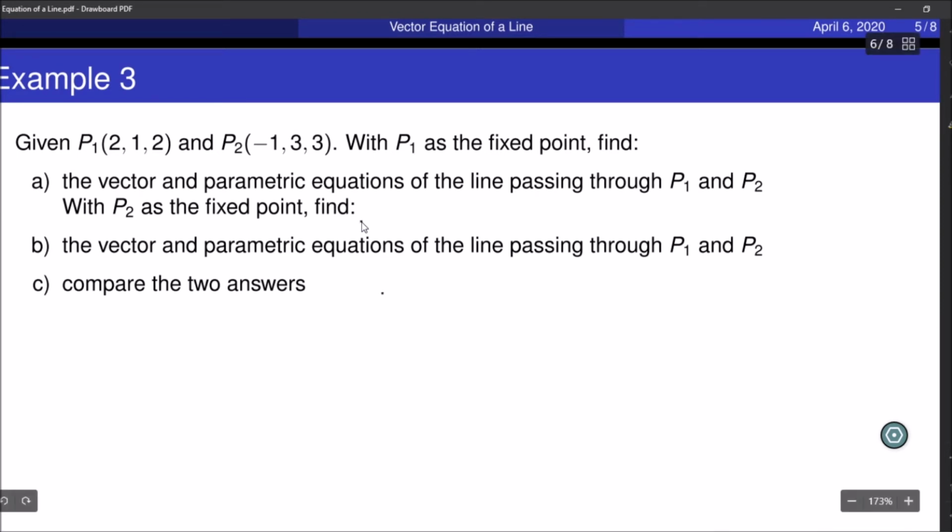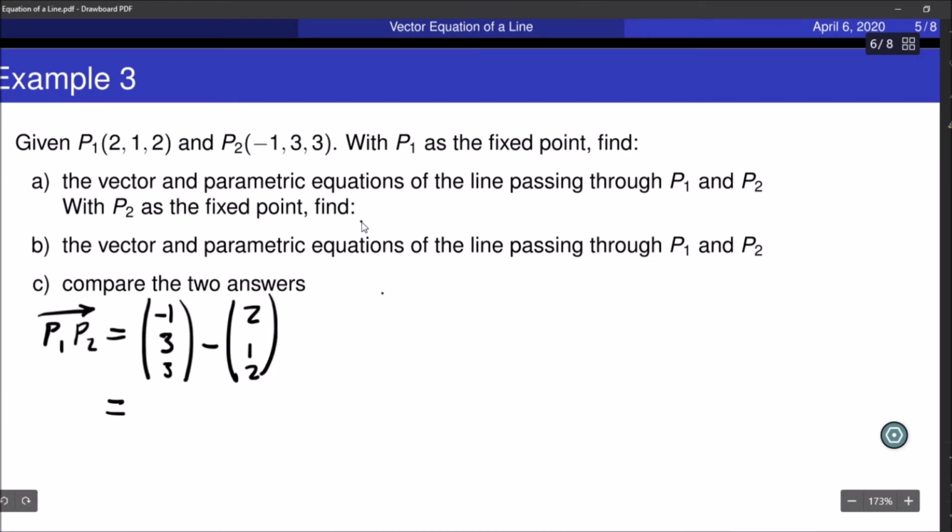Well, let's look at the first case, from P1 to P2. Let's find the vector, which equals (-1, 3, 3) minus (2, 1, 2). So it equals (-3, 2, 1). Yep.